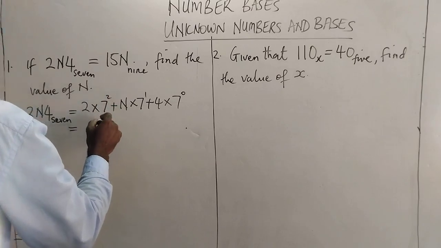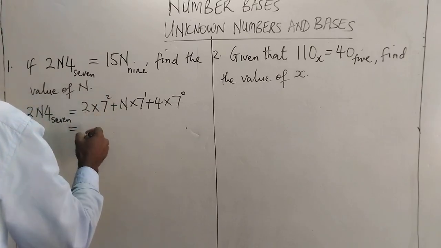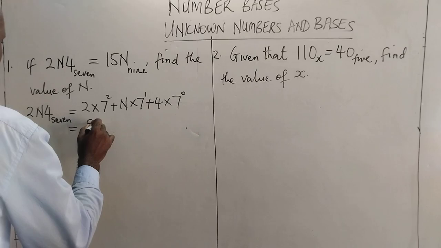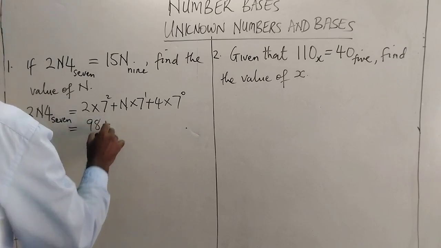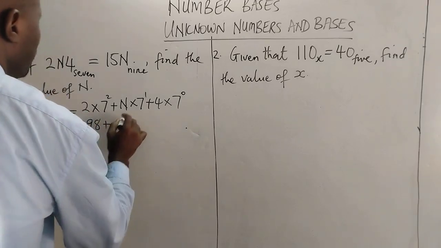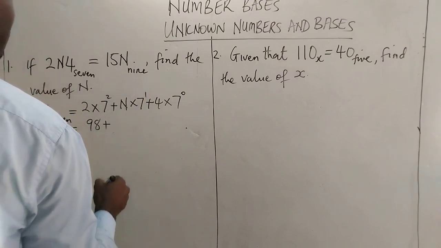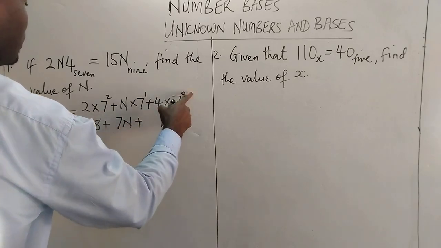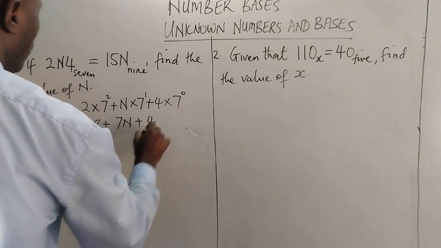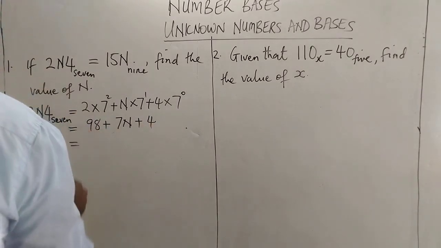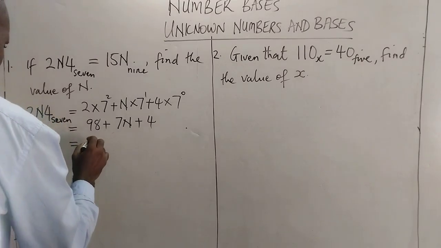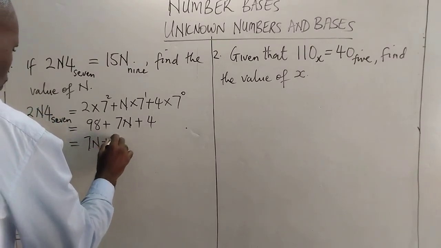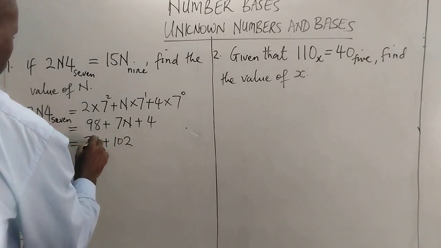7 raised to the power 2 will give you 49. 49 times 2 will give you 98. 7 raised to the power 1 gives you 7. 7 times n will give you 7n. 7 raised to the power 0 is 1. 1 times 4 is 4. If you add all of them, that will give you 7n plus 102.